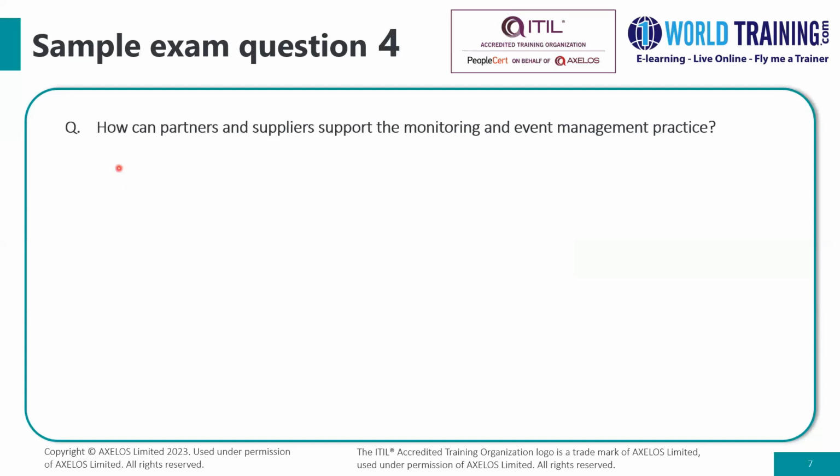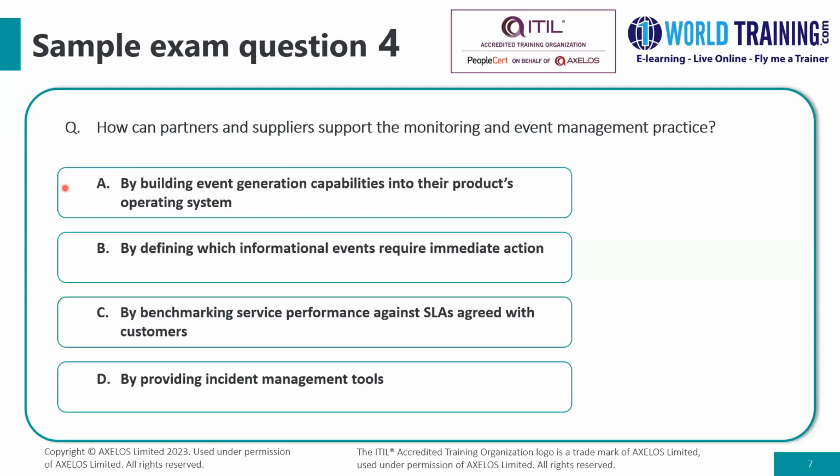Question number 4. How can partners and suppliers support the monitoring and event management practice? A, by building event generation capabilities into their product's operating system. B, by defining which informational events require immediate action. C, by benchmarking service performance against SLA agreed with customers. Or D, by providing incident management tools. So let's try to see which one is correct here.